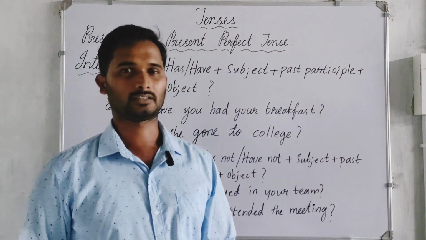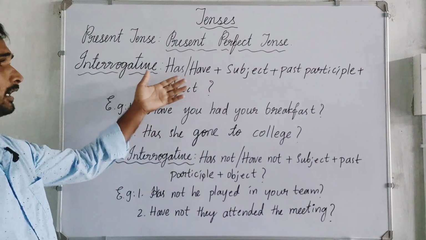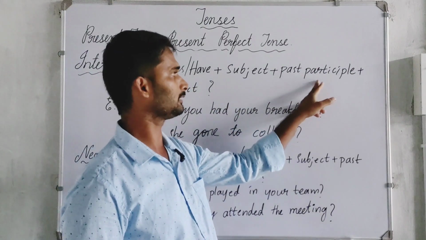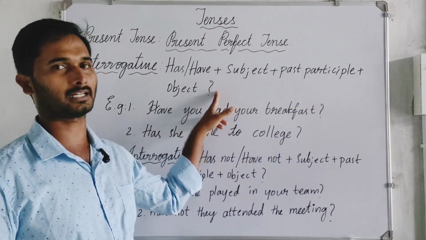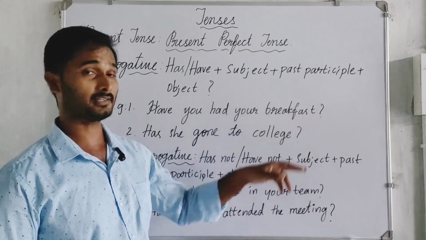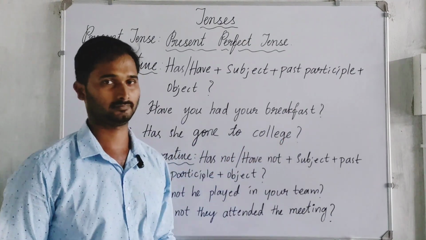Present perfect tense, the forms: interrogative form and the negative interrogative form. The formula and the syntax: has or have plus subject plus past participle plus object, and at the end of that a question mark is added. Some examples here. Have you had your breakfast? Has she gone to college?